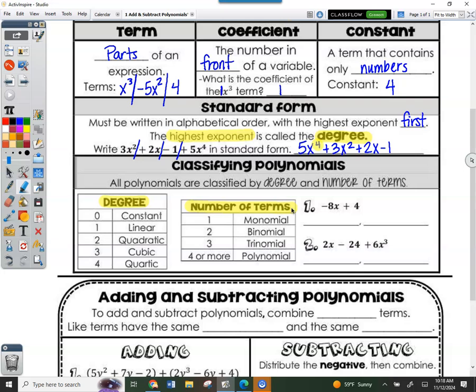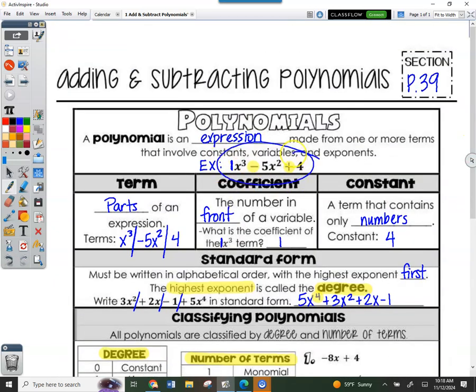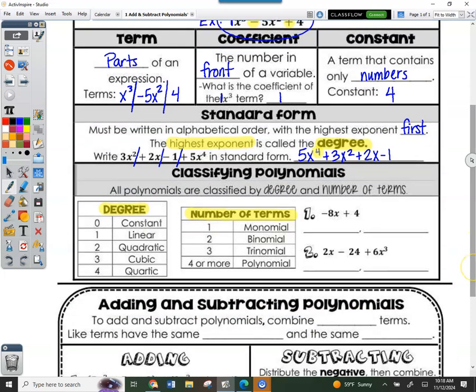Number of terms is as easy as drawing your slashes and then just counting. How many terms were in this example here? 4. Then that means it would be called a polynomial. How many terms were in the example at the top of the page? 3. Not 4. So that's a trinomial, because how many wheels are on a tricycle? 3. How many terms does a binomial have? 2, because a bicycle has 2 wheels.